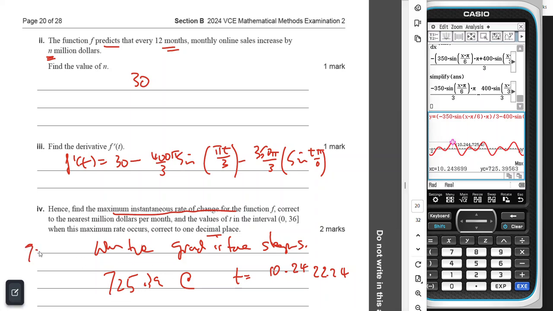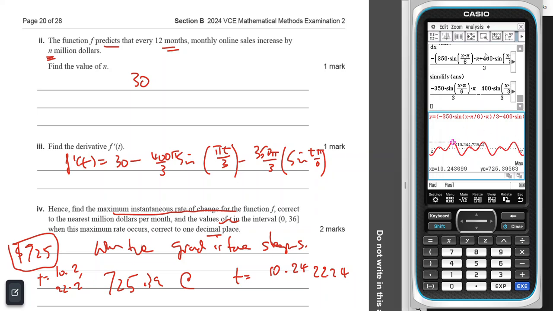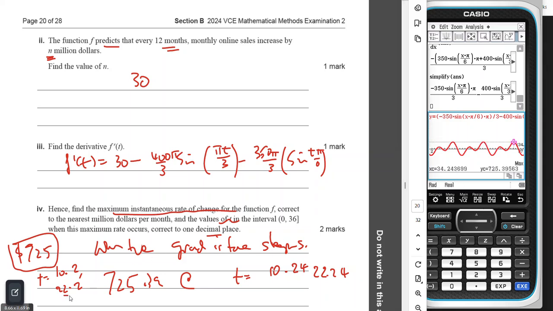Okay, so find the max. So it's 725, and the values of t when it happens when t equals 10.2, 22.2, and all the way up to 36. So there must be a third one over there. So let's jump across. And that's 34.2. So there's my answers for that. And that's question number 3.